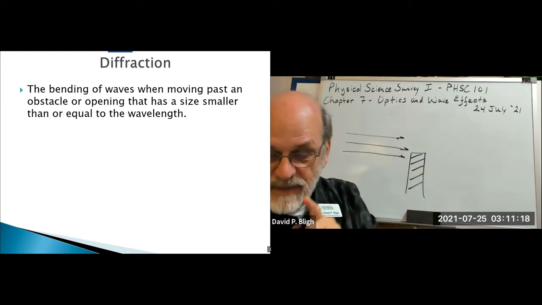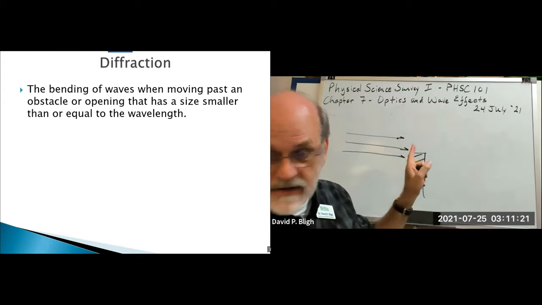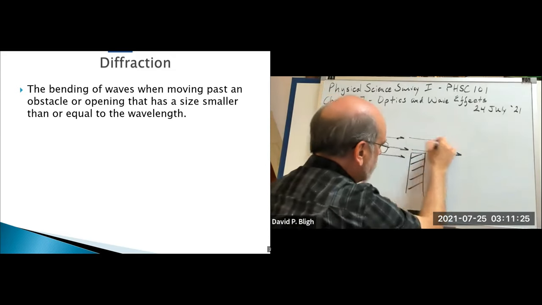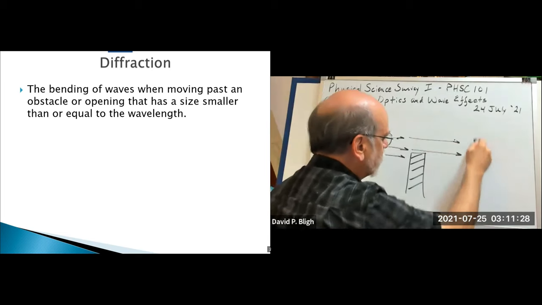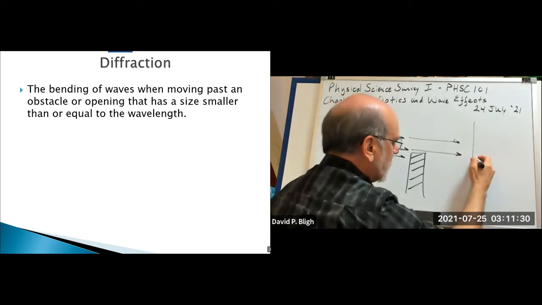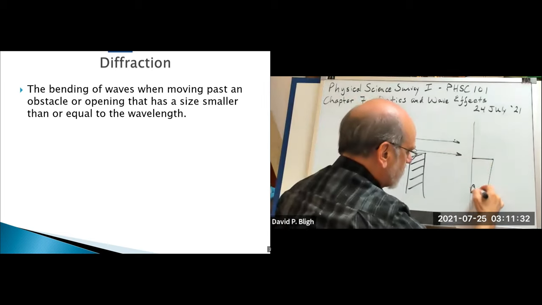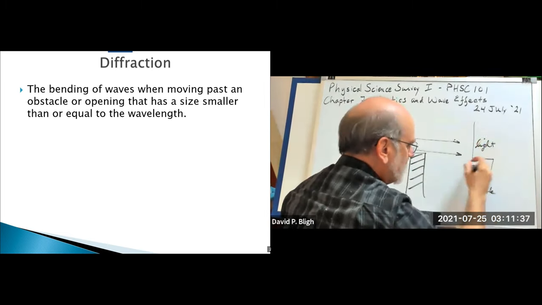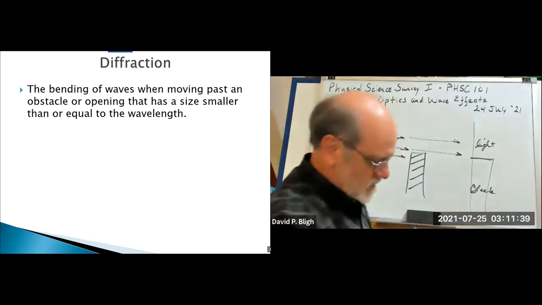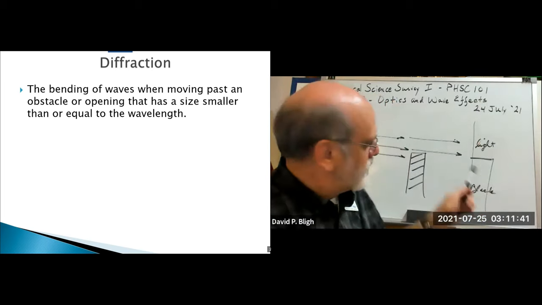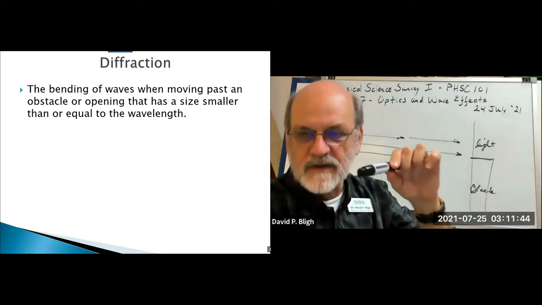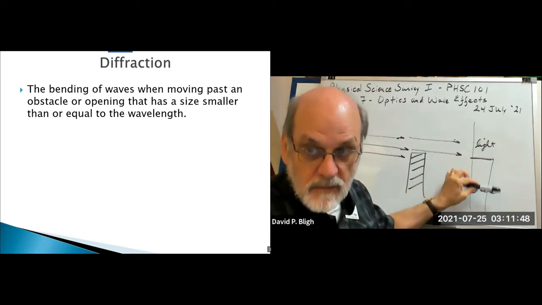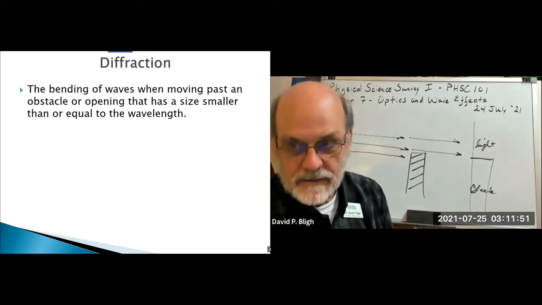If light behaved as a particle in this case, then these particles would be blocked, and those particles would be traveling straight on. And if we had a screen over here, this would be black, and this would be light. Very, very precise and sharp change from black to light. But we don't see that.